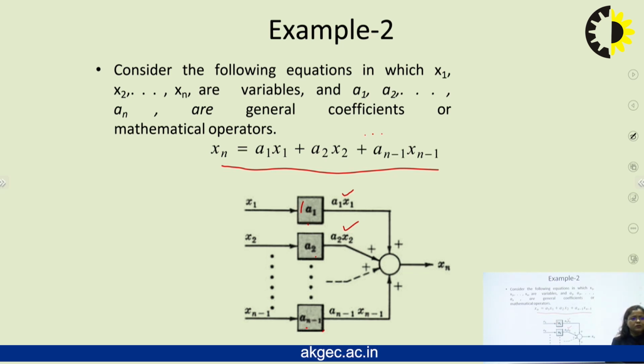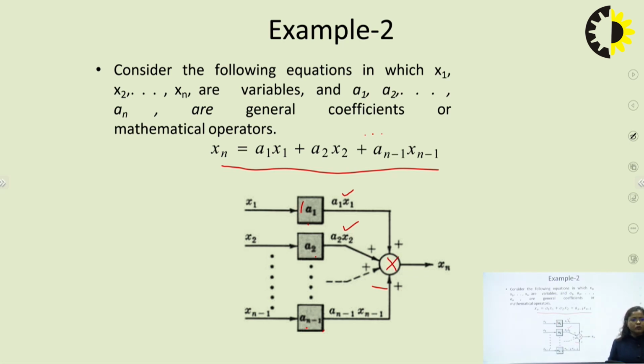Since all these values are added together, we can use a summing block which adds all the inputs with a plus sign and generates output. As I have already told you, this summing block can add two or more inputs. So here there are 1 to n-1 inputs in this summing block.